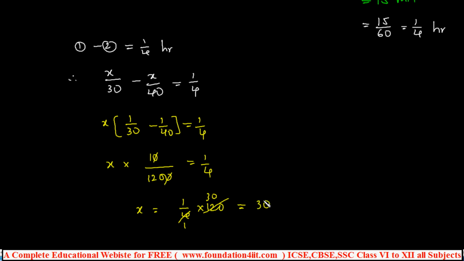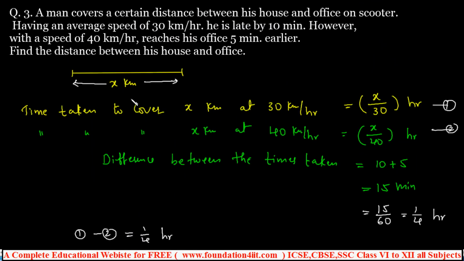So just normal cancellation. I did LCM and cancel. So x got 30 kilometers. So hence the required distance is 30 kilometers. Right? The solving is simple by making this, but you should understand the question clearly, what is asked here.